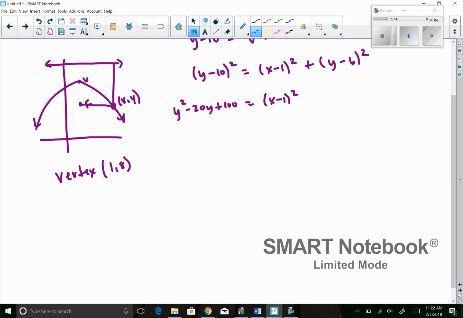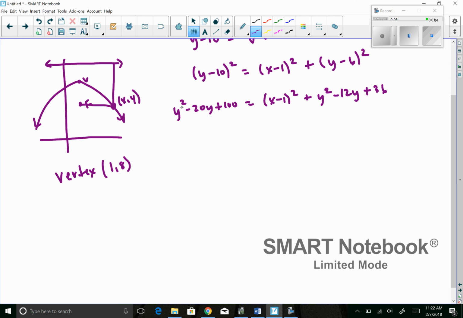You just have to double the number to make it the middle value and multiply the number by itself to make it the last number. So let's try it here. Double negative 6 is negative 12. Negative 6 times itself is positive 36. That's where that comes from.